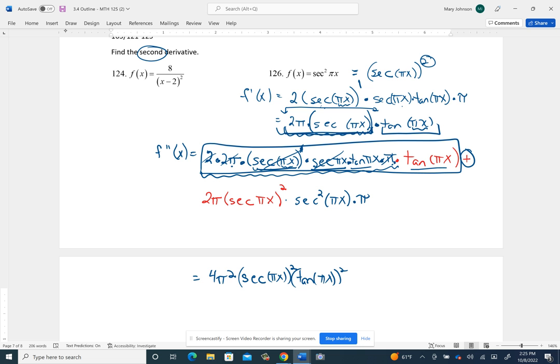All right, now let's see how the second one cleans up. So there I have a 2 pi and another pi, which would be 2 pi squared. Then I have a secant pi x that's squared and another, this is really secant pi x squared. So I have a secant pi x squared and another secant pi x squared. So I really have a secant pi x, and it's to the 4th power on that one. Okay.